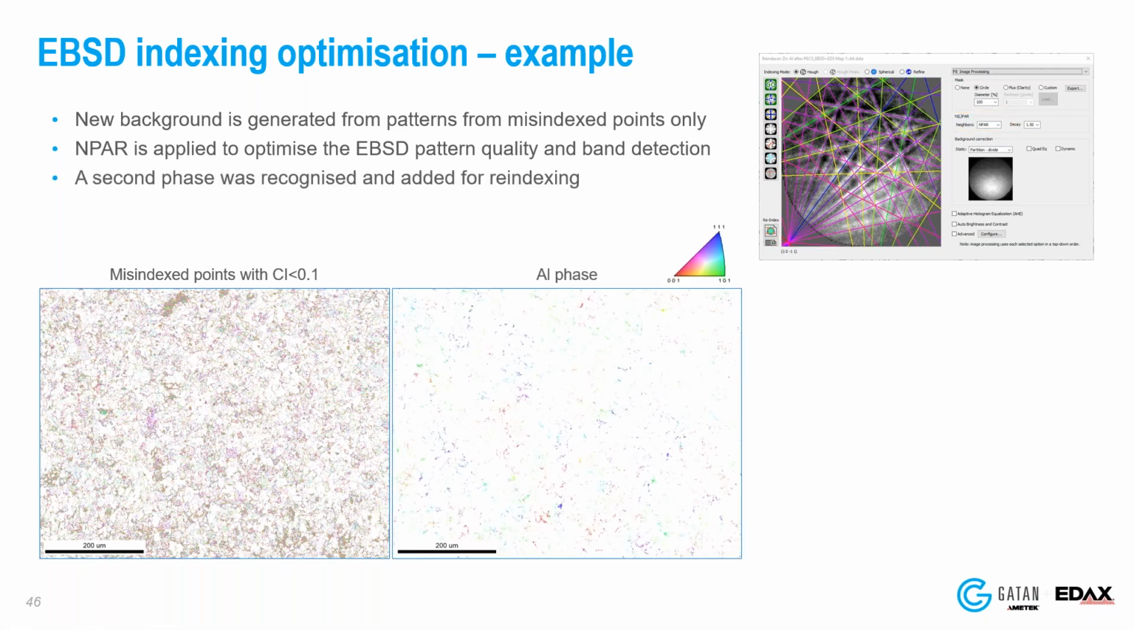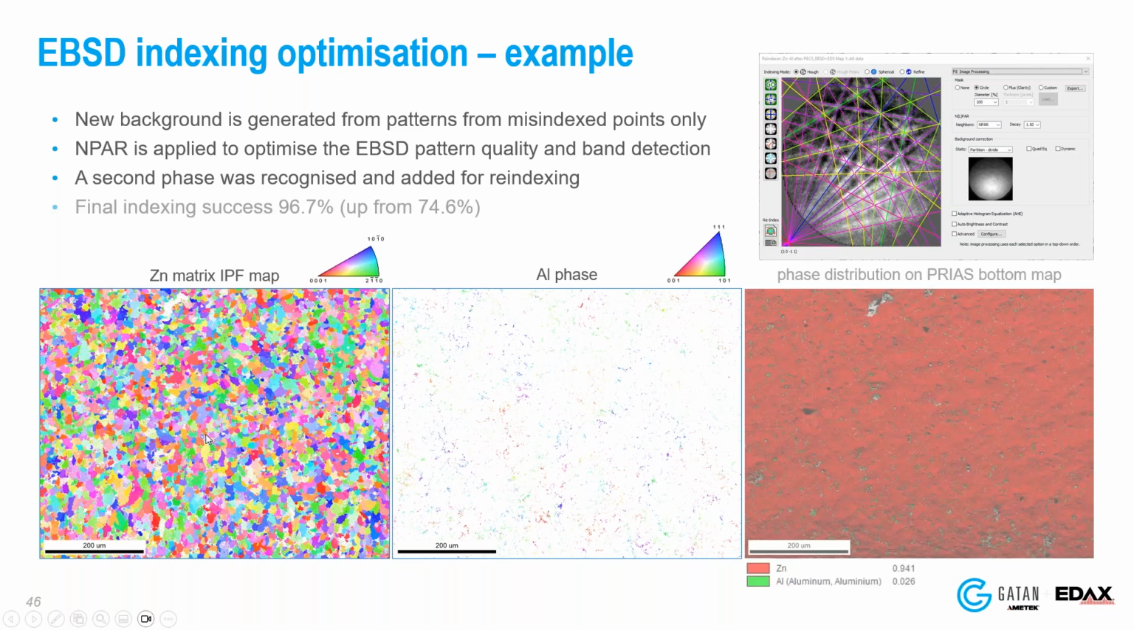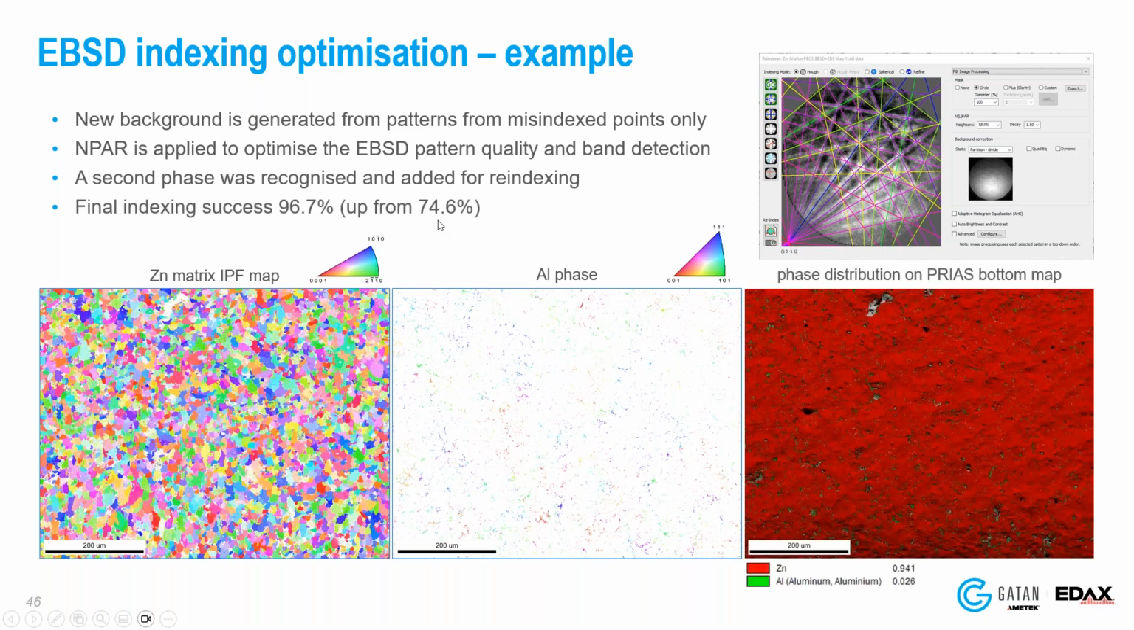And in this case, while I was doing this, I recognized that there was actually pure aluminium in the data set as well. So I add a phase, and then I just re-index only the bad points. And when I do that, they are indexed as aluminium or zinc. And in this case, that allows me to increase my indexing success from about 75 to about 97%. So using these patterns and doing some reprocessing by optimizing the patterns with the background, NPAR, adding phases if you missed something, can really help you salvage poor data.